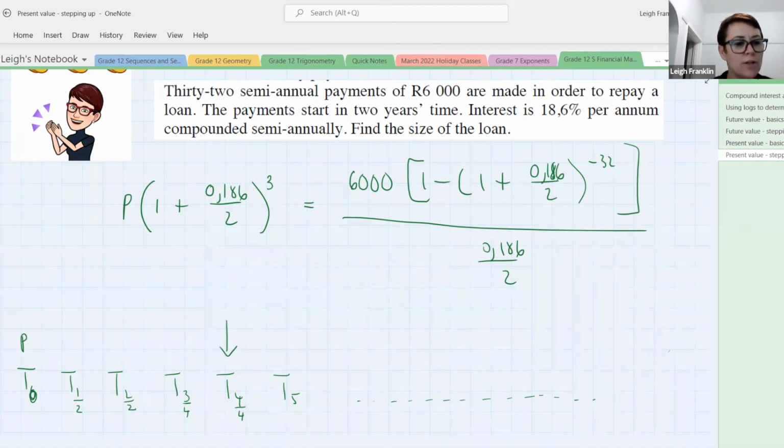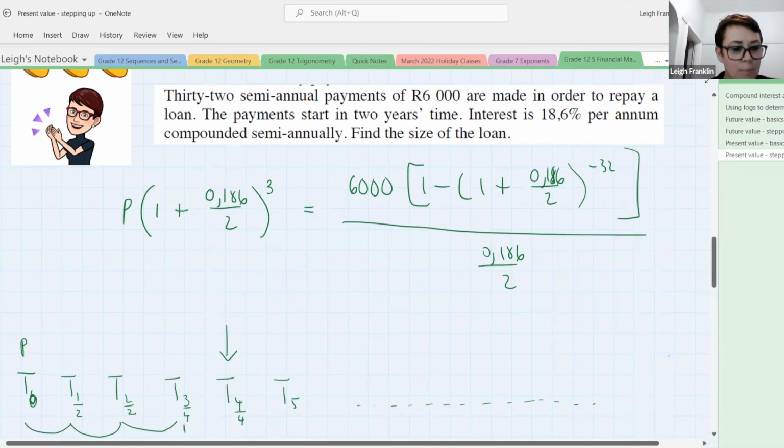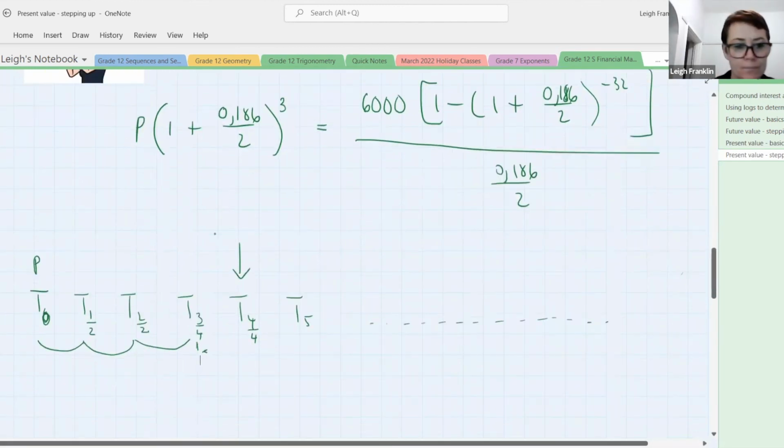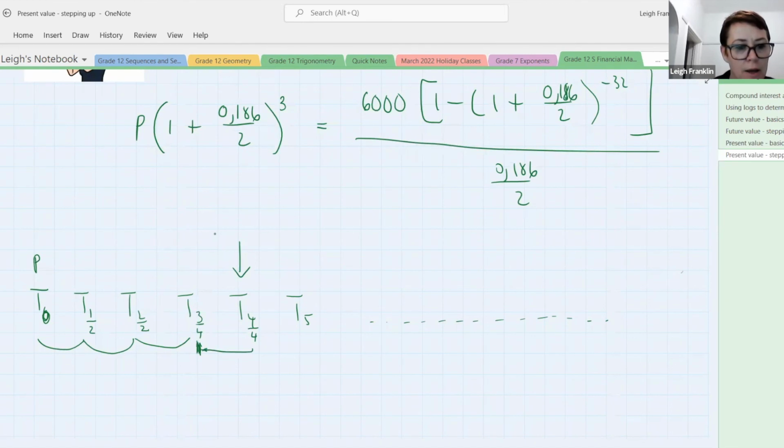So the loan is going to have to grow from the time that it is granted for 1, 2, 3 half years. Okay, and then there has to be a gap, Daisy, a gap of 1.5 year before the payments start over here of 6,000 Rand. Okay, and then from this point onwards, there are 32 payments of 6,000 Rand. Does that make more sense to you?